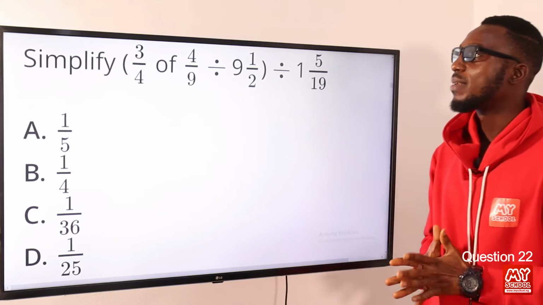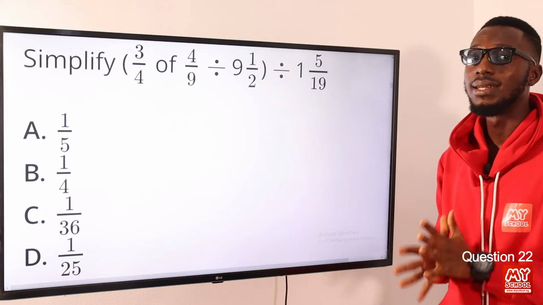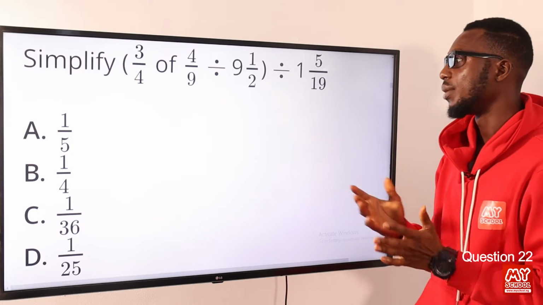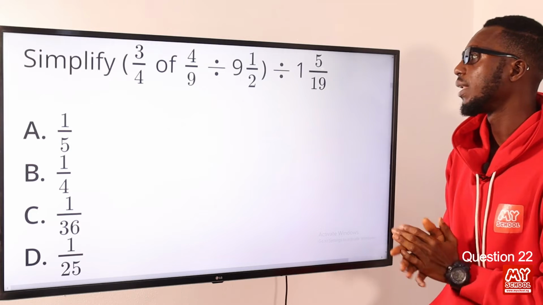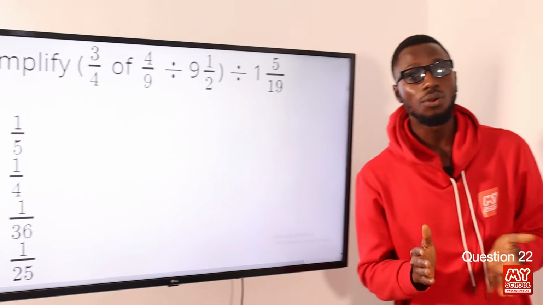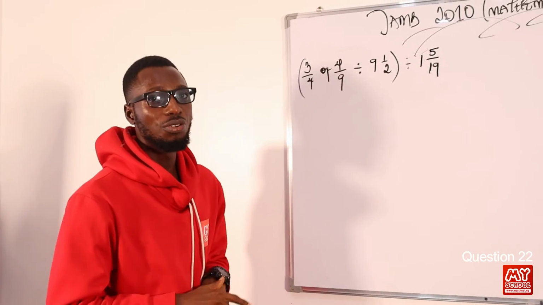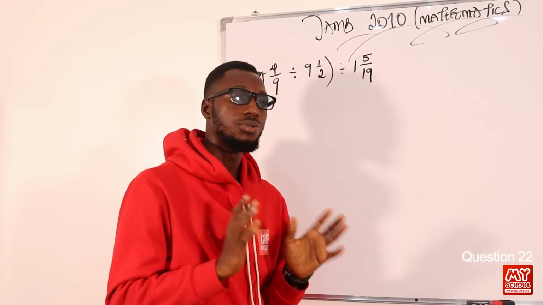22. Simplify 3 over 4 of 4 over 9 divided by 9, whole number 1 over 2. Then we close the parentheses. Then we have divided by 1 whole number 5 over 19. So we just have to follow BODMAS. Remember your brackets, order, division, multiplication, addition, subtraction.